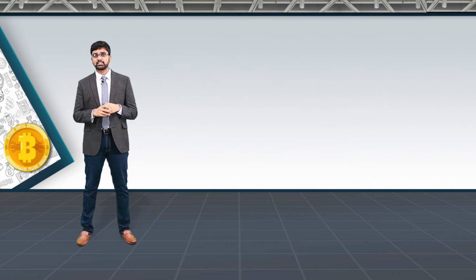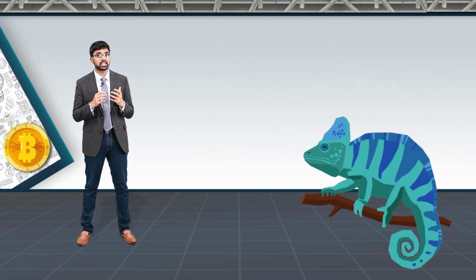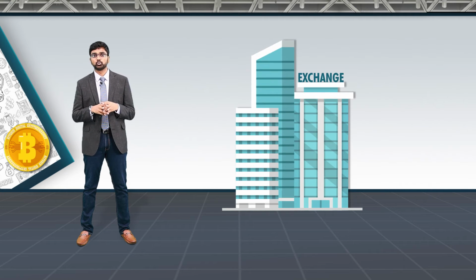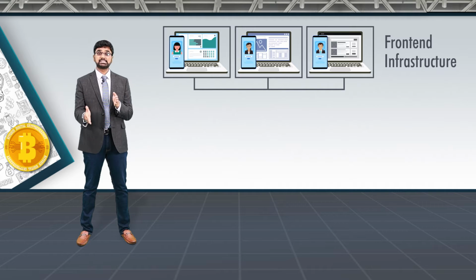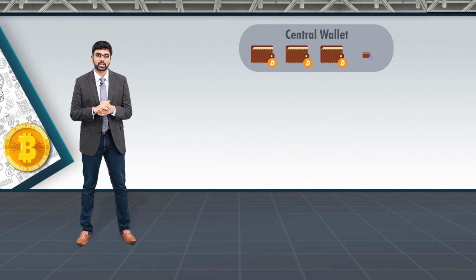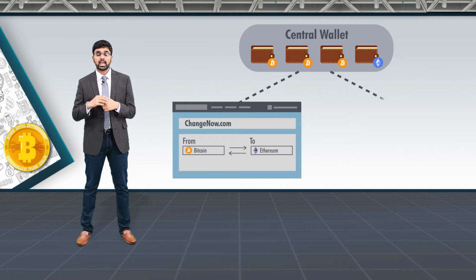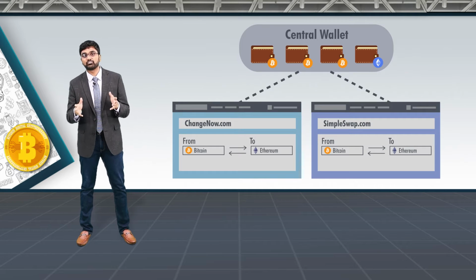Sometimes what happens is that just as how a chameleon changes its color depending on its environment, a crypto exchange can build more front ends with the same back-end infrastructure. For example, in the case study that I'm showing you right now, ChangeNow and SimpleSwap are two exchanges with two front ends, but they share a common back-end infrastructure.